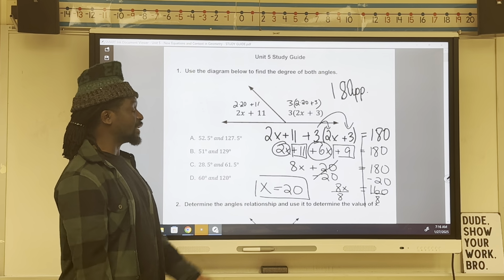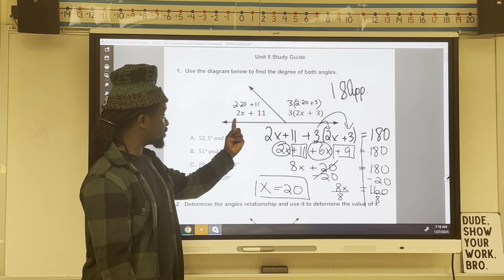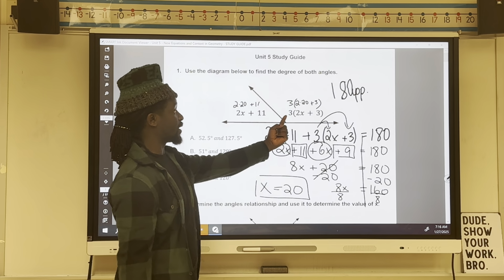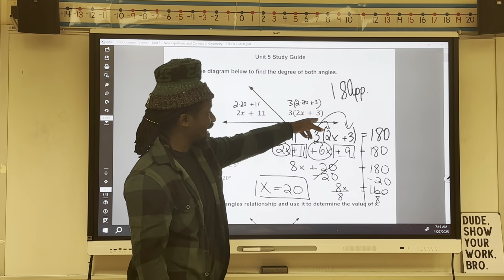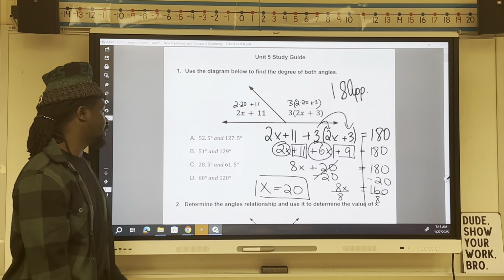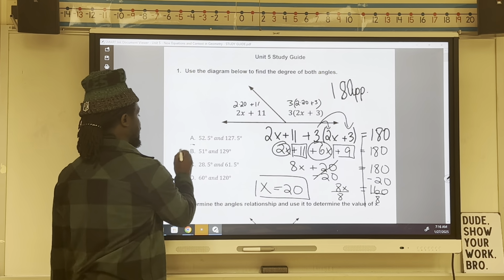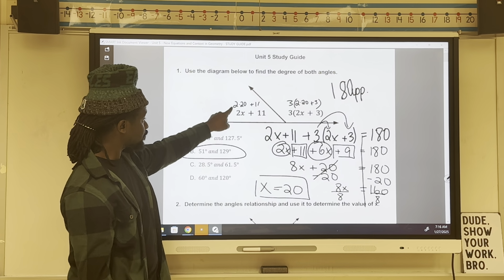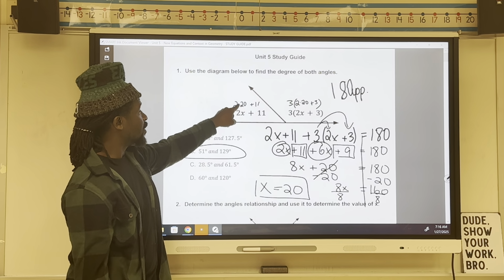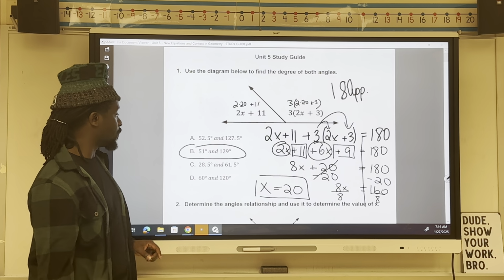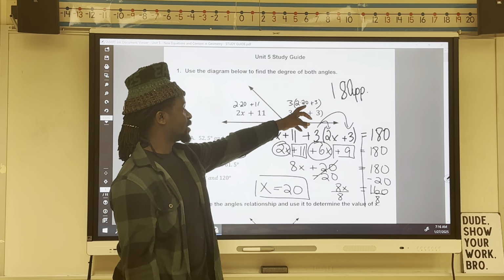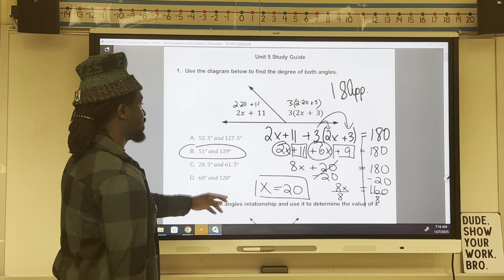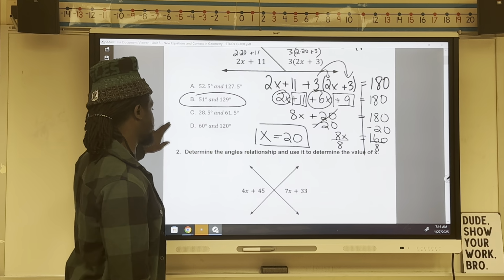Or you can just plug it into the Desmos calculator, where you type 2x plus 11 and tell it x equals 20. Then you write 3 times the sum of, just write it as it is, and tell it x equals 20. That is how you end up getting 51 and 129. Again, 2 times 20 is 40, and 40 plus 11 is 51. Then 2 times 20 is 40, plus 3 is 63, and 63 times 3 gives us 129.